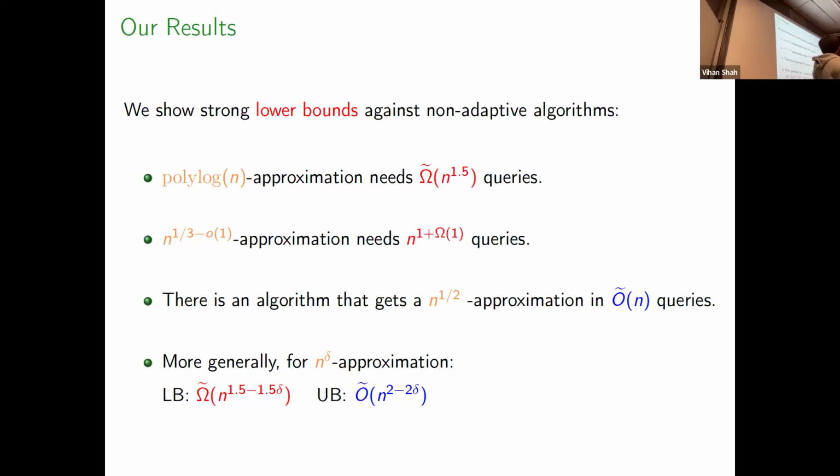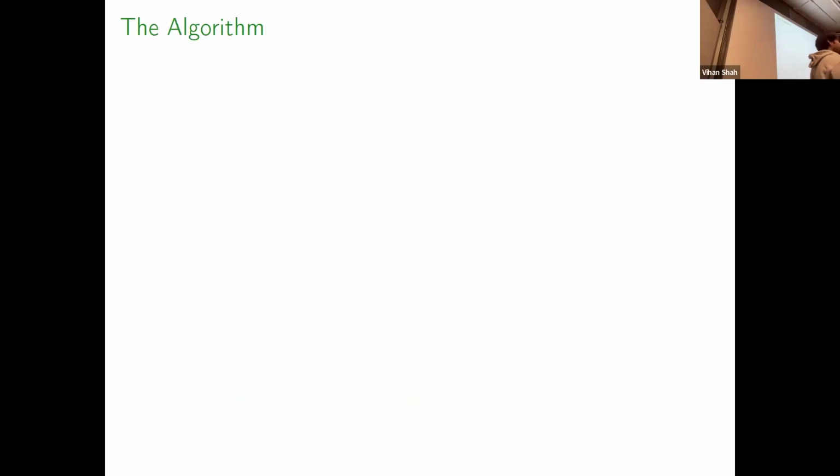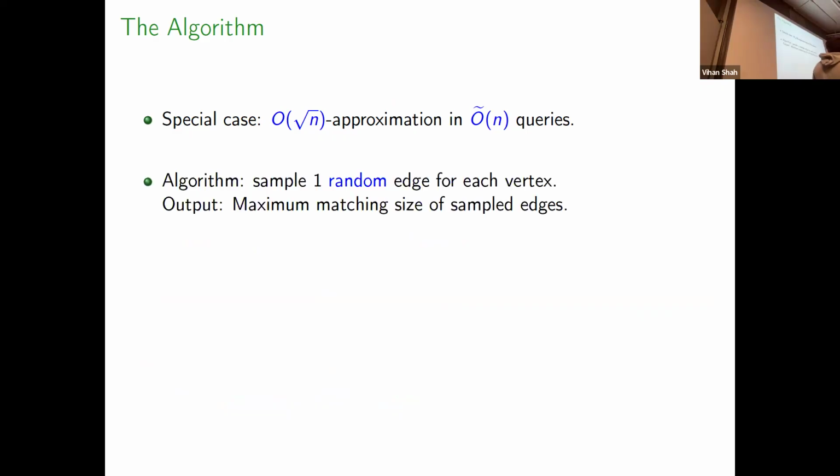Okay, so let's start with the upper bound. The algorithm is extremely simple. We're going to look at again the special case of getting an order square root n approximation in order n queries. The algorithm, for every vertex, samples one random edge, the exact algorithm we saw in the puzzle, and looks at the maximum matching in the sampled graph and outputs this size. That's it.